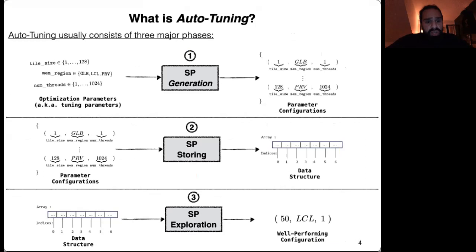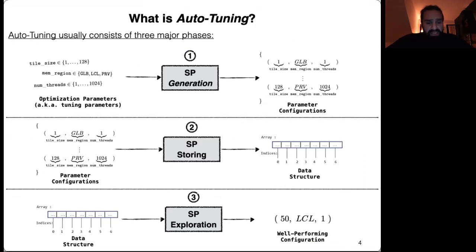An auto-tuning process usually works in three major phases: the generation, storing, and exploration of the program-specific search space. In the first phase, we start from a set of optimization parameters, which we also refer to as tuning parameters in the following. These are usually identified by their name and the range of possible values. In the generation phase, starting from this set of optimization parameters, we generate the set of all possible valid parameter configurations, which in the easiest case are all possible combinations of parameter values.